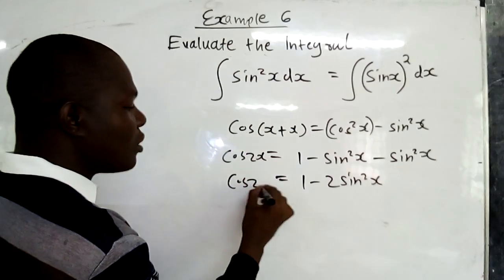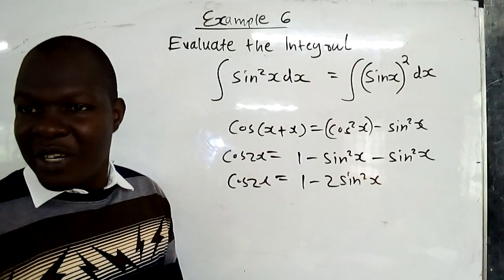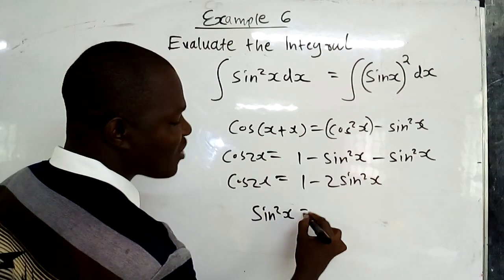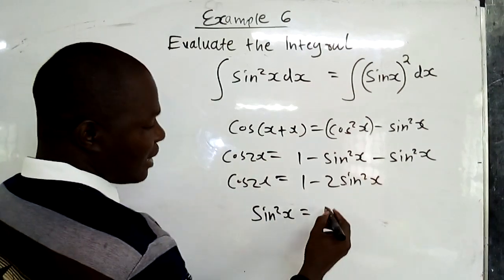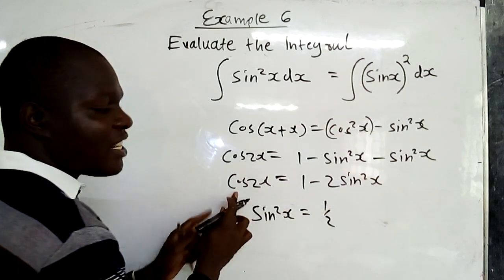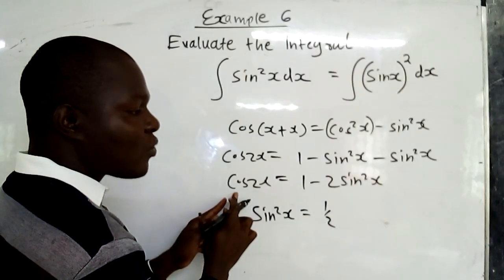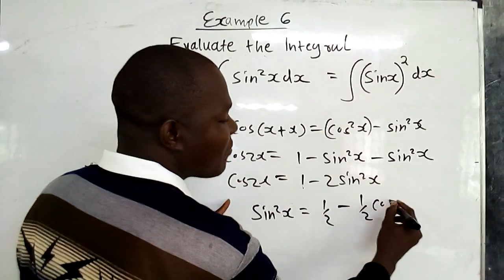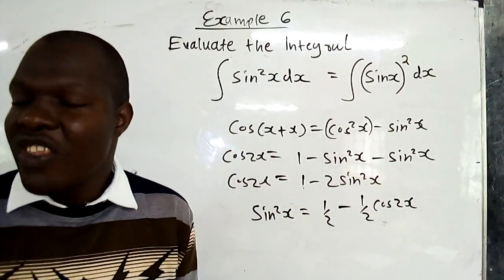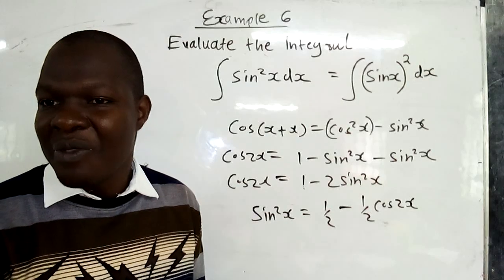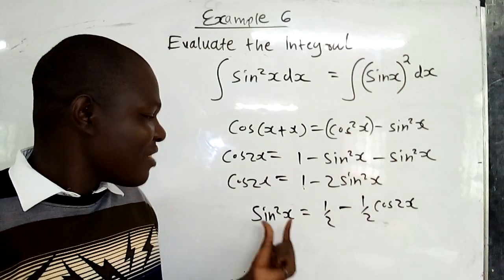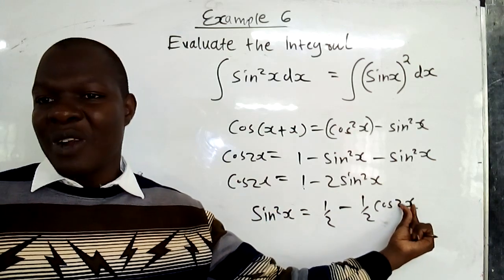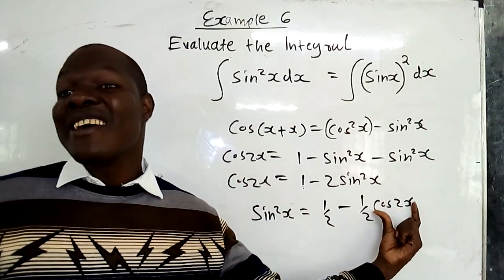Then what do you do? You make sine squared x the subject of the formula, isn't it? So if you make sine squared x the subject of the formula, you get sine squared x is what? A half. You bring it here. You get 2 sine squared x, then you remain here with 1 divided by that, which is a half minus a half cos 2x. You know all that process of making something the subject of the formula, isn't it? So this is the first case of getting rid of the power to be in terms of multiple angles. So you don't have a power, meaning you can now integrate this.